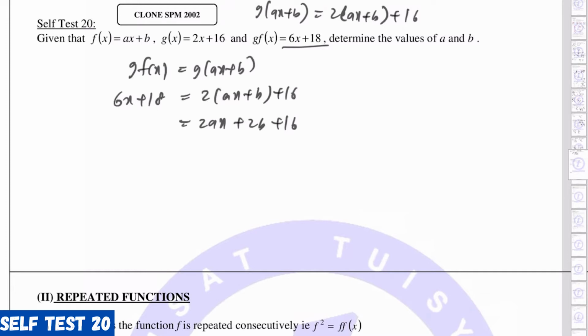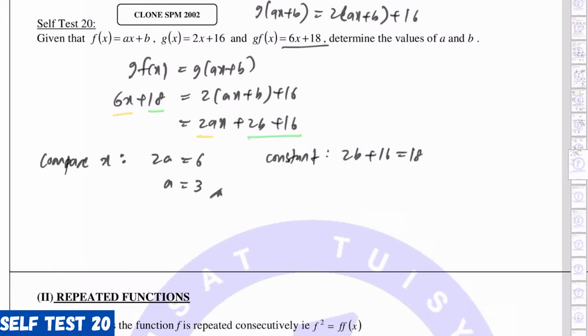When you compare, please compare coefficient of x with coefficient of x, and constant with constant. So maybe I start off with comparing x. The number in front of x is 2a here. I equate it with 6. a is 3. I compare my constant. 2b plus 16 is 18. 2b is 2. b is 1.